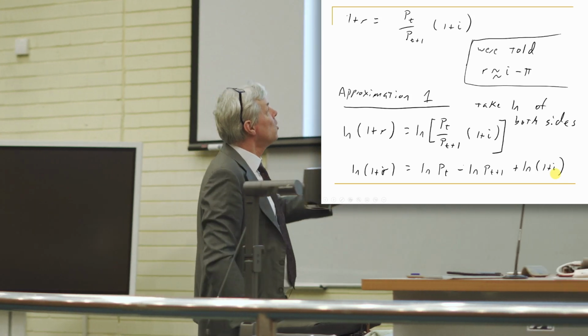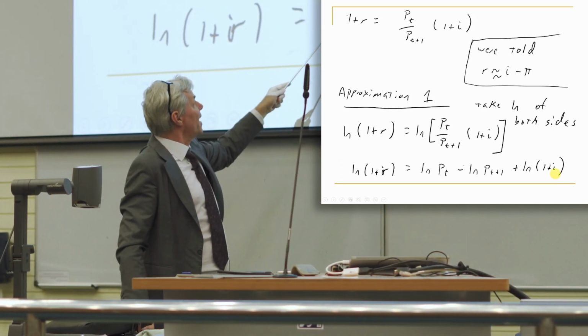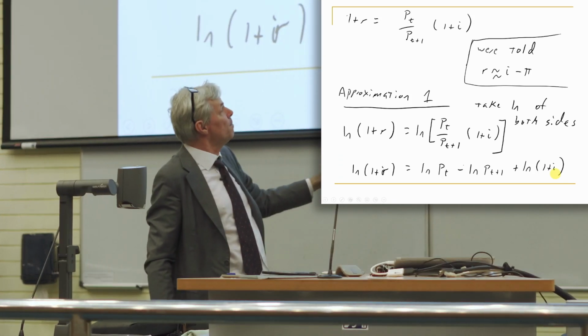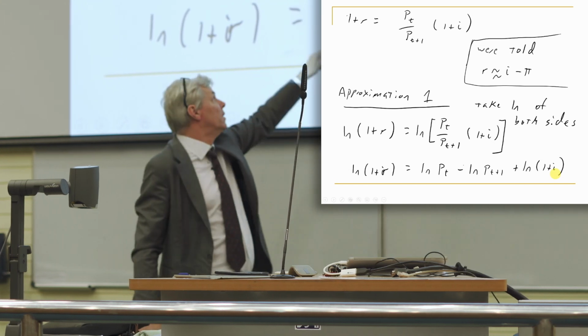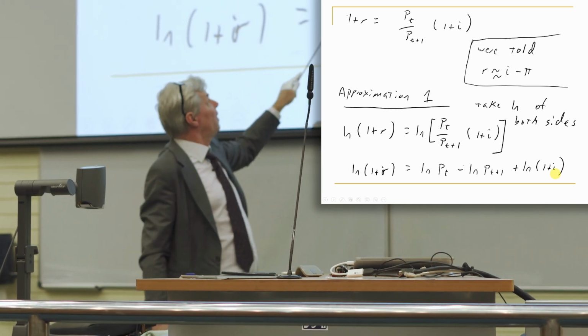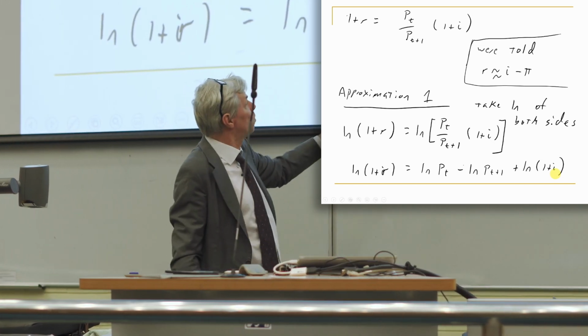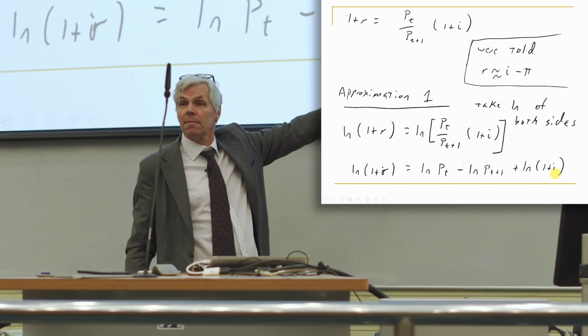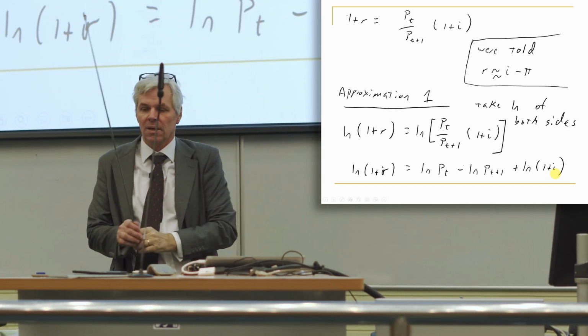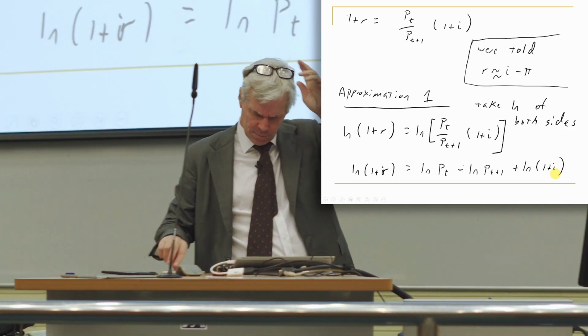Right. So here we've got this divided by that. So it gets ln pt minus ln pt plus 1, reflecting the division. And this whole bit is multiplied by 1 plus I. So it's plus ln 1 plus I, like so. Okay. Let me carry this to the next page.